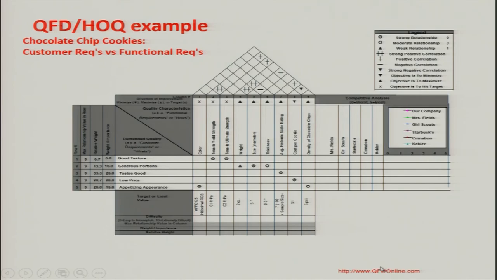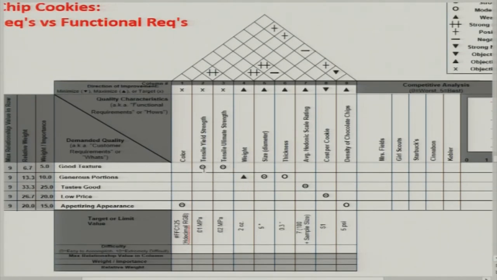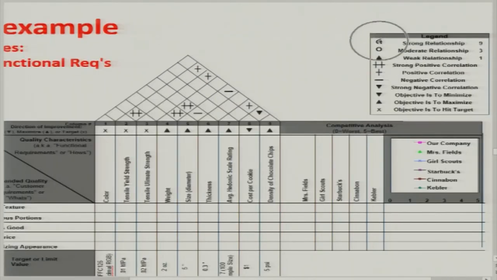Now in relative importance, tensile strength and good texture are related to each other. Tensile yield strength and ultimate strength are both related to good texture. Then weight is related to generous portions. What is this relation? Let us come to the legend again. This means strong relationship, a circle with a dot. A vacant circle is moderate relationship, an upward arrow is weak relationship, not correlation, it is just the relationship. Please be mindful in this.